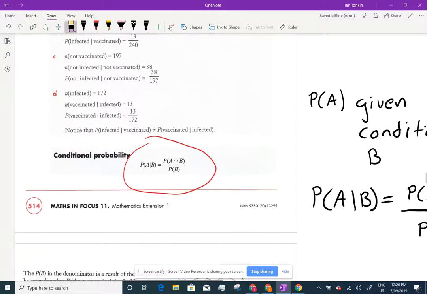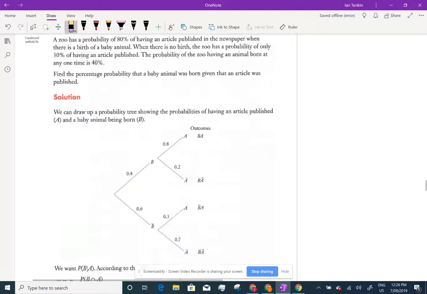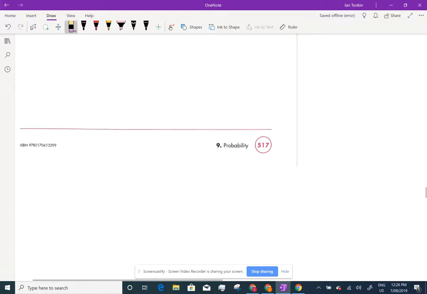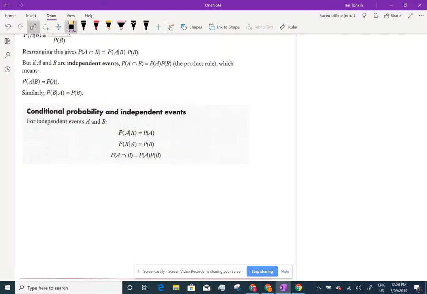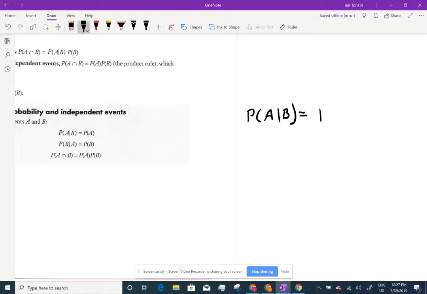So let's have a look at some of the questions. Oh, sorry, before we go on, let's look here. This is when we have events that are independent. And when they're independent, it just means that the probability of A given B, well, the probability of B has no effect on A. So it's just the probability of A.